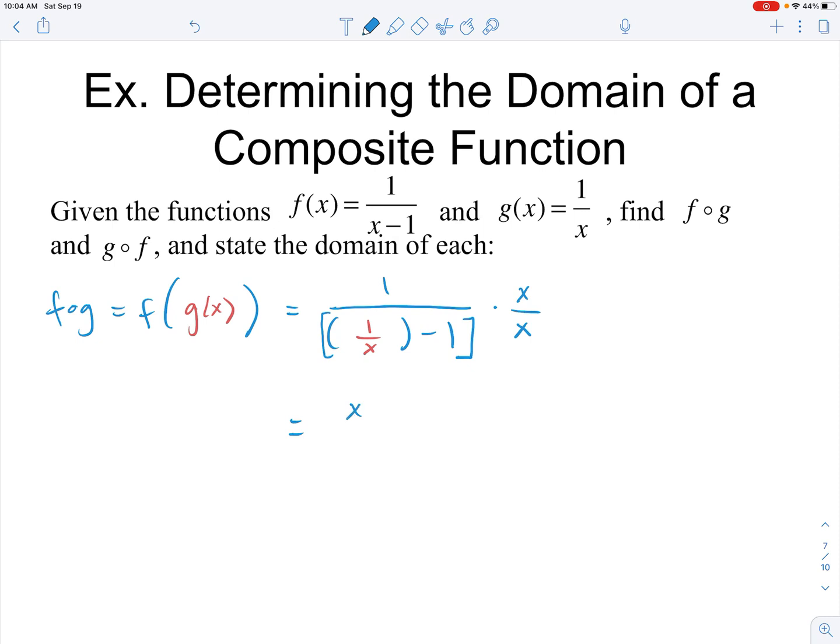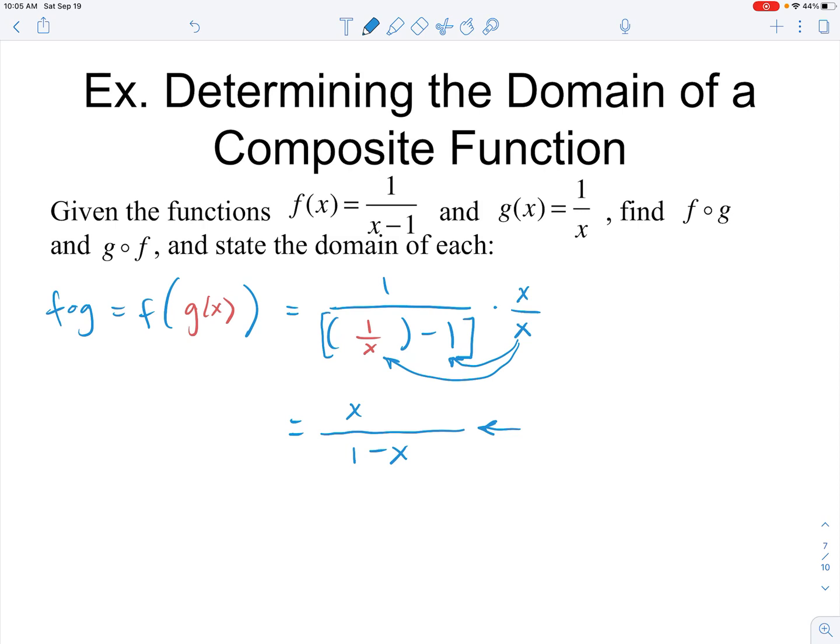So the numerator will be x, and then when I distribute the x to each term in the denominator, that ends up being 1 minus x. This is what I mean by you need to be careful about taking your domain restrictions and make sure you take them before you do any sort of major simplification. If we were to just focus on this final equation here, it would look like we would just need to exclude 1 from the domain of F composed with G.